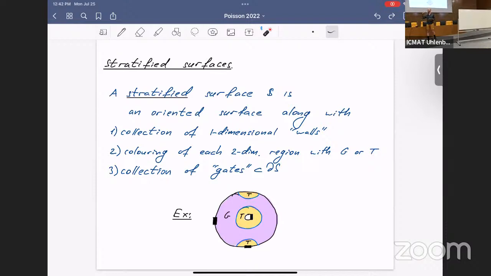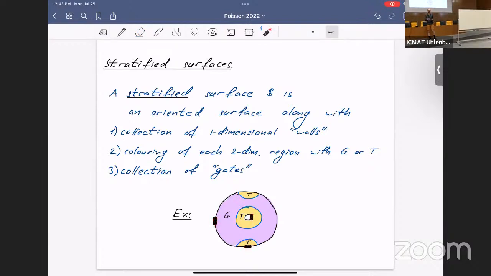So hopefully the yellow color will not obscure anything. And then the third ingredient is what we call a collection of gates. We mostly put them on the boundary, but in some examples that I'll show you on the next slide, they will not be on the boundary. So let me actually erase this. So gates, you can see them here, here, and here.